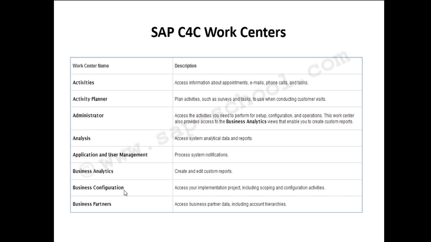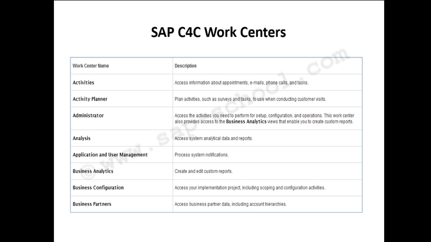Then the business configuration, which is to access the implementation project including the scoping and the configuration activities. Then we have the business partners, which is meant for accessing the business partner data including the account hierarchies. So these are a few examples of the work centers and the description of what we do inside them. Similarly, we have other work centers like product characteristics, sales, marketing.